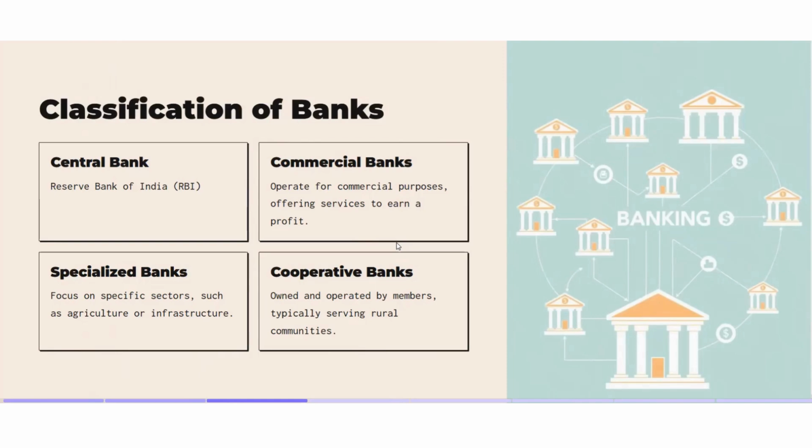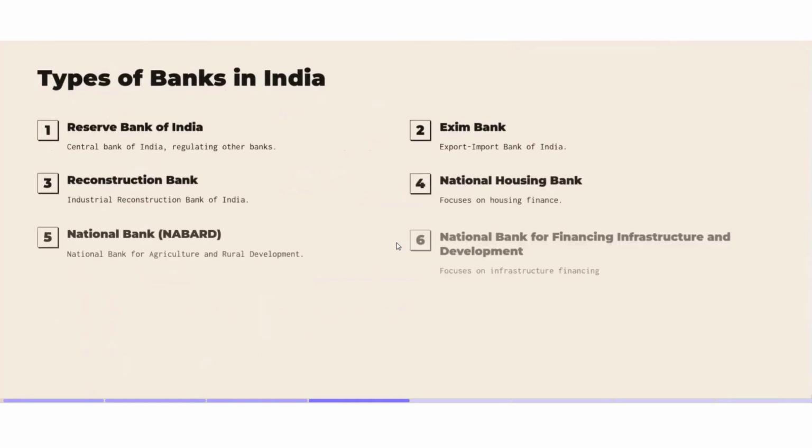Specialized bank is a third category and classification of banking in India. So here focus on specific sector such as agriculture, infrastructure. For example, NABARD is focusing especially priority lending sectors in India, which we would be discussing in further lectures. So here cooperative banks owned and operated by members, typically serving rural communities for the purpose of extending loan facilities to farmers, small scale industries, and where profit margins are less. So cooperative banks are open for that.